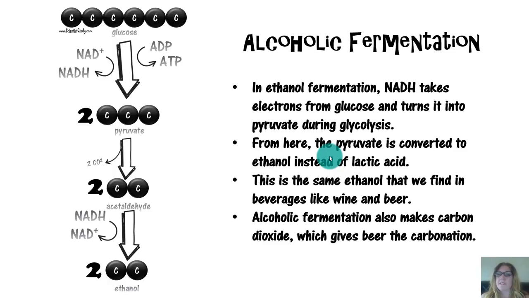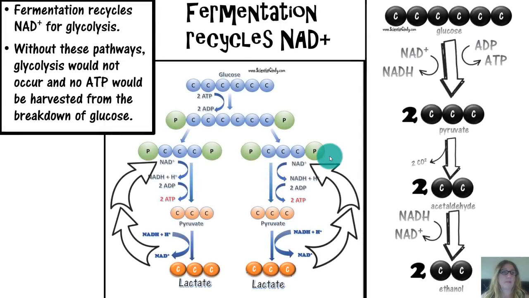In ethanol fermentation, or alcoholic fermentation, the NADH takes electrons from the glucose molecule and turns it into pyruvate during glycolysis. From here, the pyruvate is converted into ethanol instead of lactic acid. This is the same ethanol that we find in beverages like wine and beer. Alcoholic fermentation also makes carbon dioxide, which gives beer its carbonation.